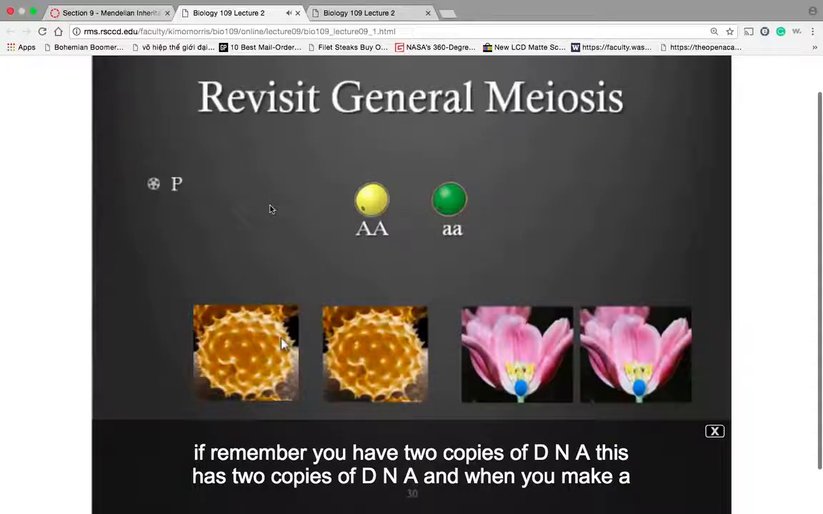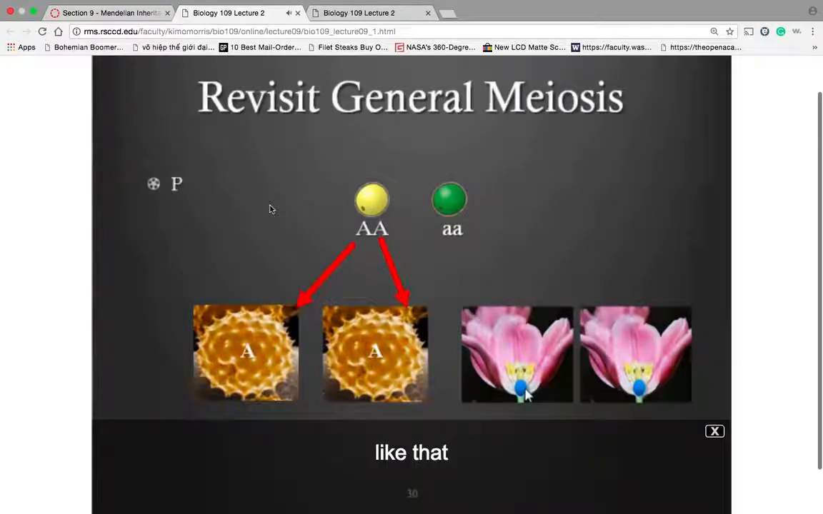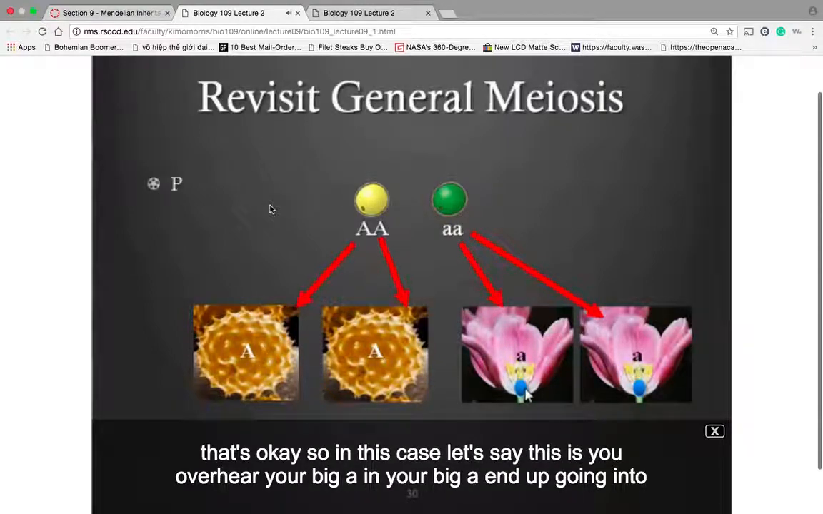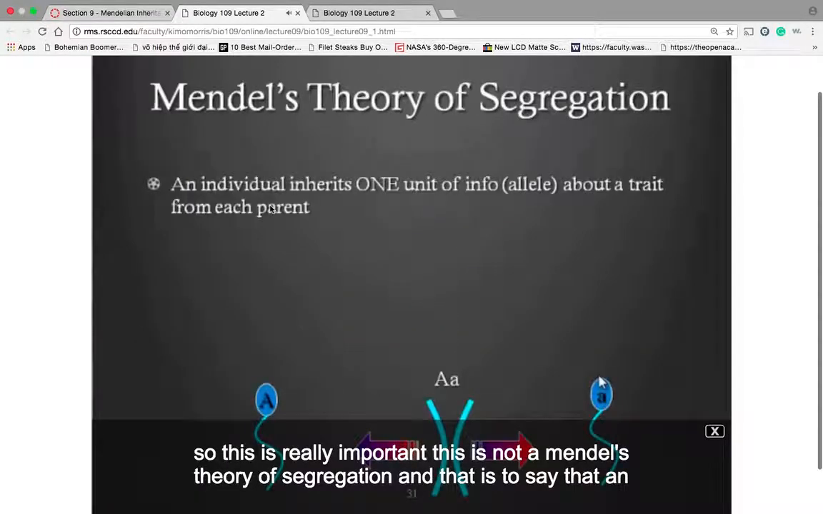And when you make sperm and eggs, or in this case pollen and ovaries, you are splitting those apart, like that, and like that. Okay? So in this case, let's say this is you over here. Your big A and your big A end up going into the pollen, whereas this little a and little a end up going into the ovaries. So this is really important.